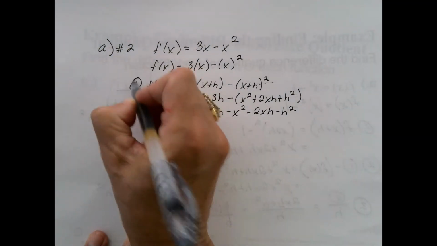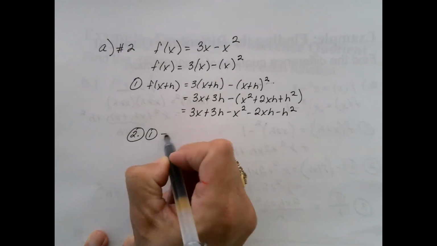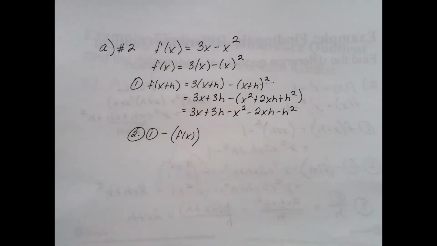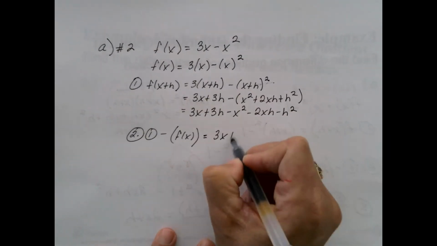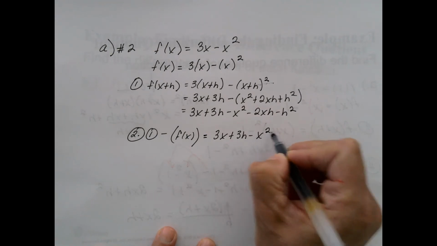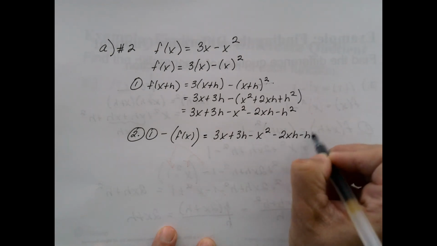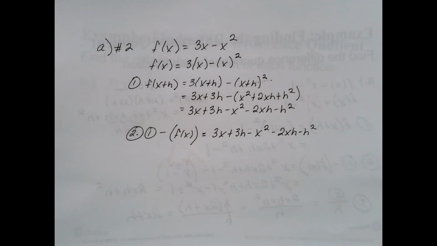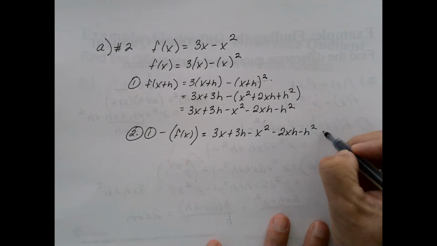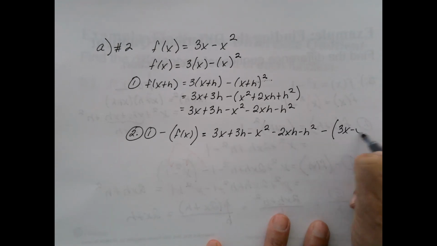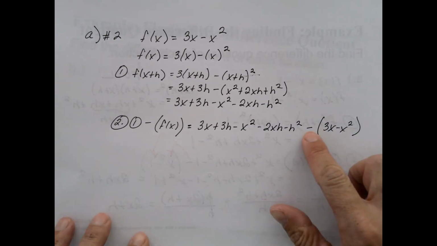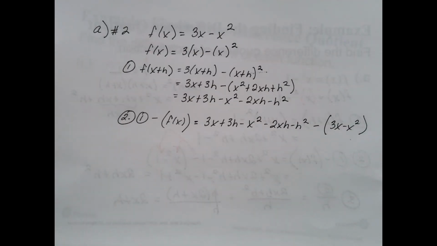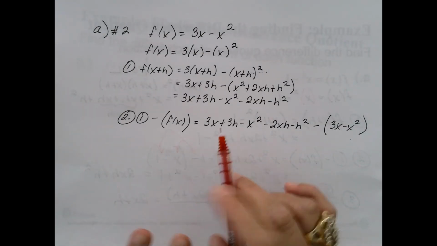So that was step number 1. Step number 2 is where we take what we got from step number 1 and subtract the original function from it. 3x plus 3h minus x squared minus 2xh minus h squared, all of that's just step number 1. We subtract our original function, which is 3x minus x squared. Notice that we're subtracting each of these. So at this point, if you want to simplify here, you can. Saves you just one step of writing.